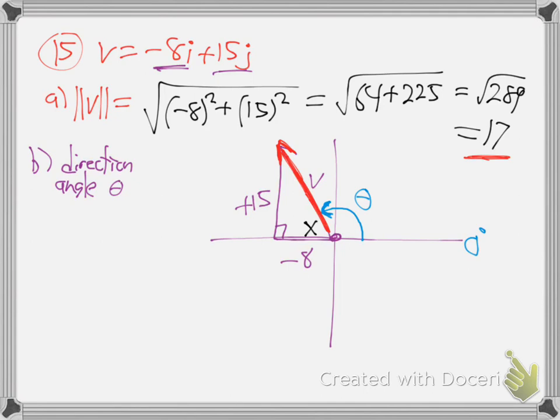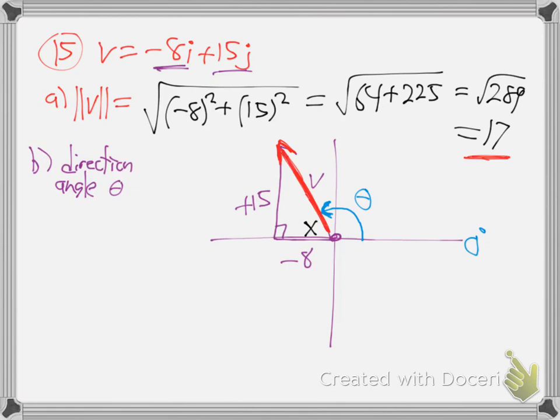I could do sine, 15 over 17, hit the inverse sine on my calculator, or cosine is negative 8 over 17, hit the inverse cosine on my calculator. But you know what would be easiest? Tangent, because what if this v is some weird number? Now this one came out clean, but they're going to give us harder ones, where it's decimals that go on and on and on, or roots or whatever. And I'm always going to have these numbers because these are the i and the j. They've got to give me those.